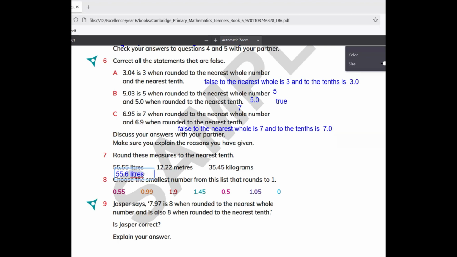The next one: the digit after the tenth is 2, and after 2 there is another 2, so we're not going to add anything. So it's going to be 12.2, and we drop the other 2, and the unit is meters. The one after is 35.45 kilograms. The tenth is 4, after 4 there is 5, so you're going to add 1 to the 4. So it's going to be 35.5 kilograms.